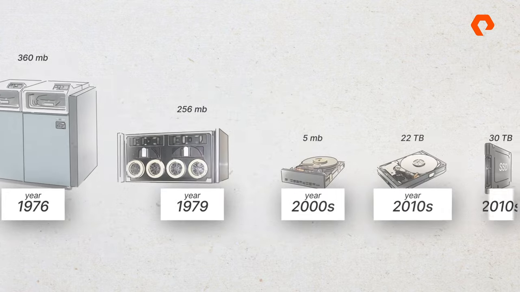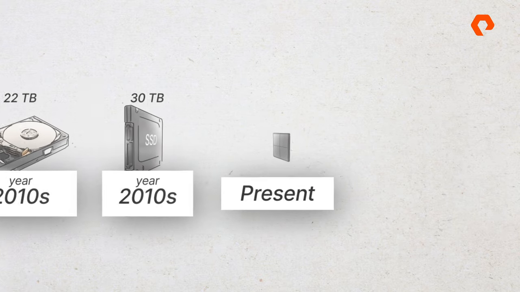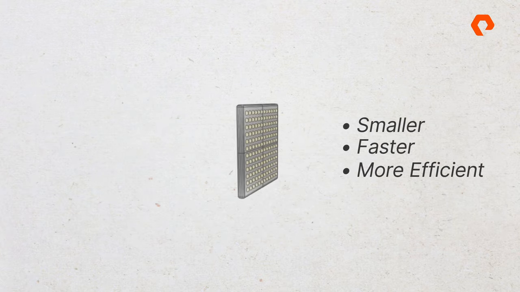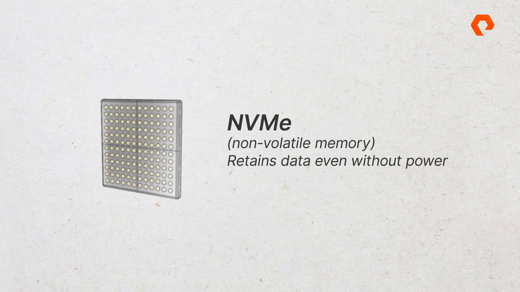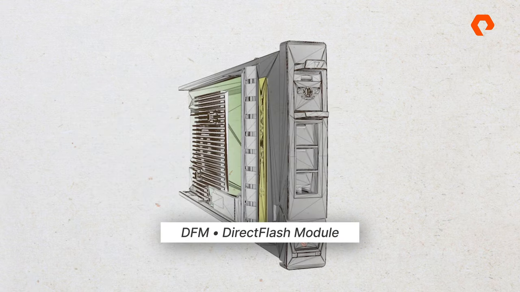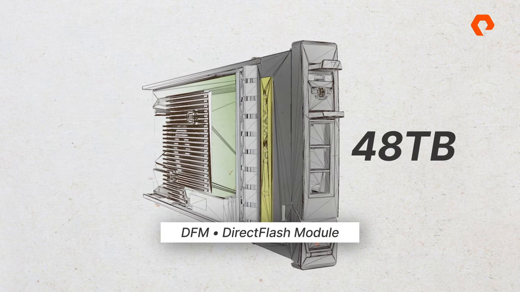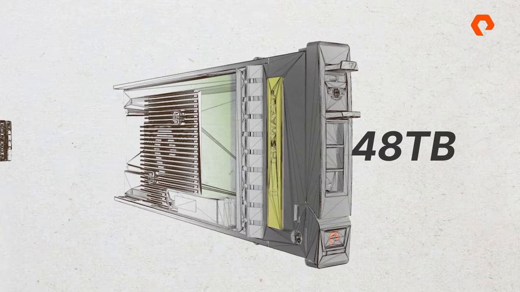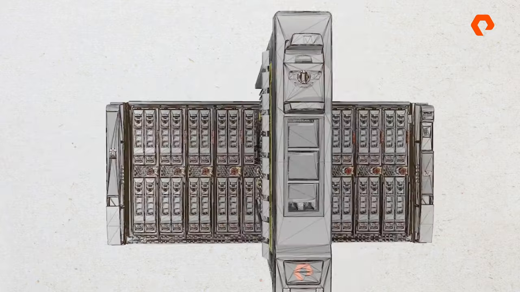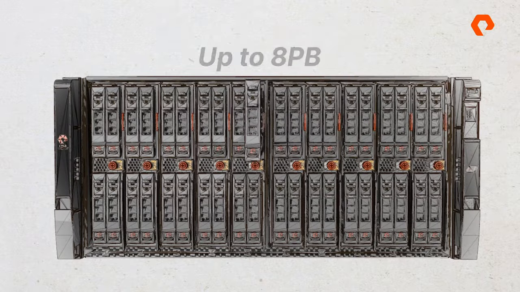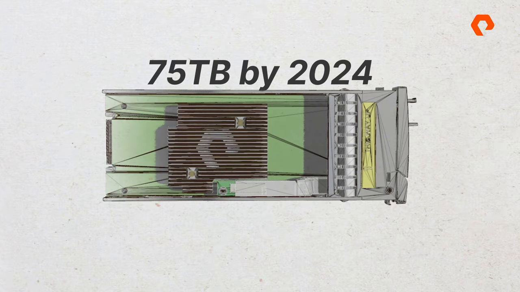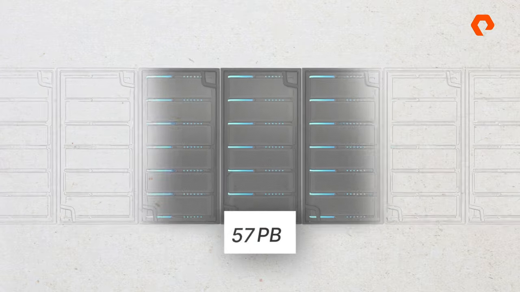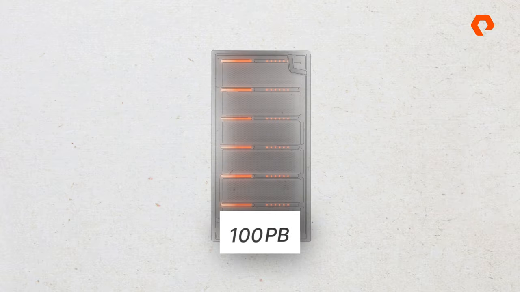Data storage has evolved. Flash storage is smaller, faster, and more efficient. Flash is a non-volatile memory chip that retains data even when the power is turned off. A single Pure Storage Direct Flash module can hold up to 48 terabytes of data. When those modules are built into an array the size of a few pizza boxes, it can support up to 8 petabytes of data. And by 2024, Pure Storage will have 75 terabyte modules the size of a deck of cards. This means data centers will be able to store more with less space and less energy.